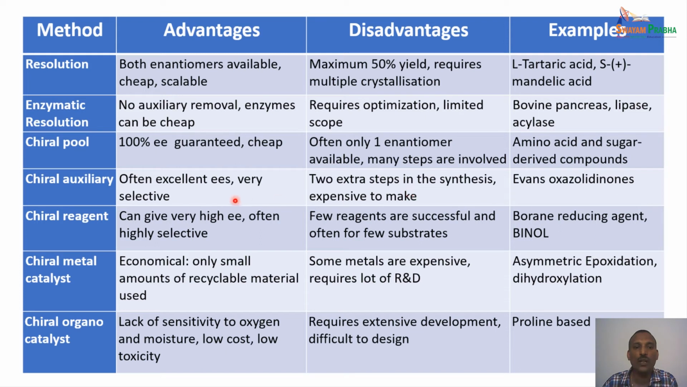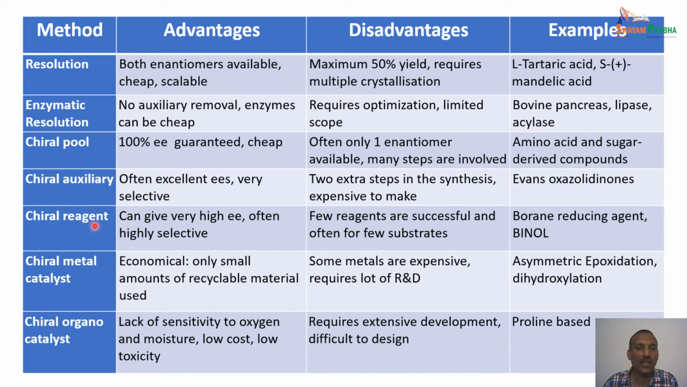Even though we get excellent enantiomeric excess, making that chiral auxiliary and then increasing the number of steps are all some of the disadvantages. One example is the Evans oxazolidinone, which we had seen in our reaction, where the acid was converted to a cyclic amide, that is, the oxazolidinone is the one which is formed.